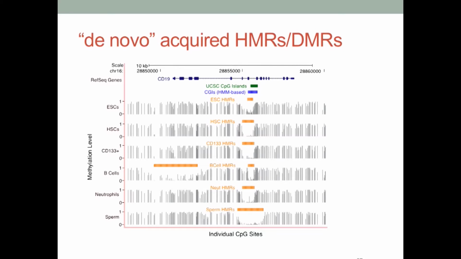This was the example I showed you. It's CD19 in B cells. You see that there's an HMR here, and where you find the highly dense CpG island, you see constitutive hypomethylation here.